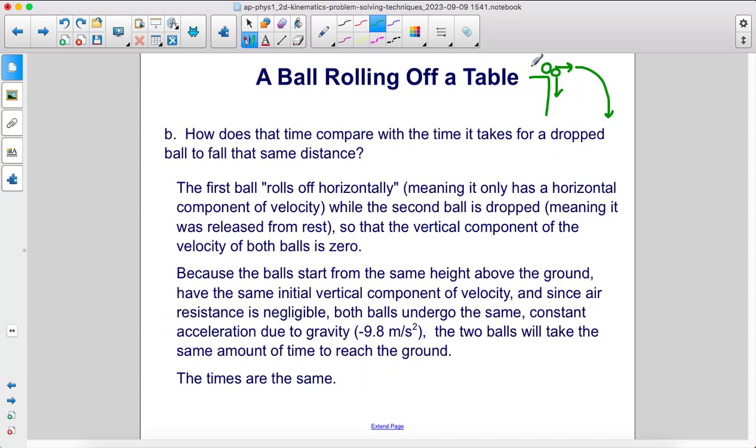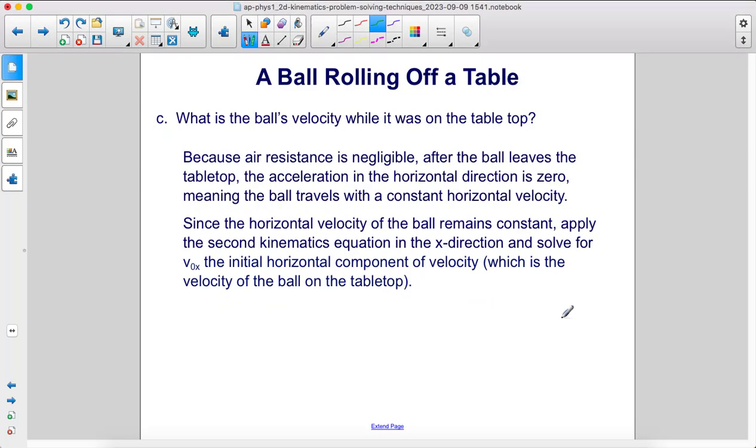Just see here, remember the dimensions are separate. So just because the first ball has horizontal velocity, it's still accelerating towards Earth at 9.8 meters per second squared, along with the dropped ball. If there was no gravity, this first ball would just keep going straight this way forever. So the time it takes both of these balls to vertically accelerate towards the ground, it's going to be the same time.